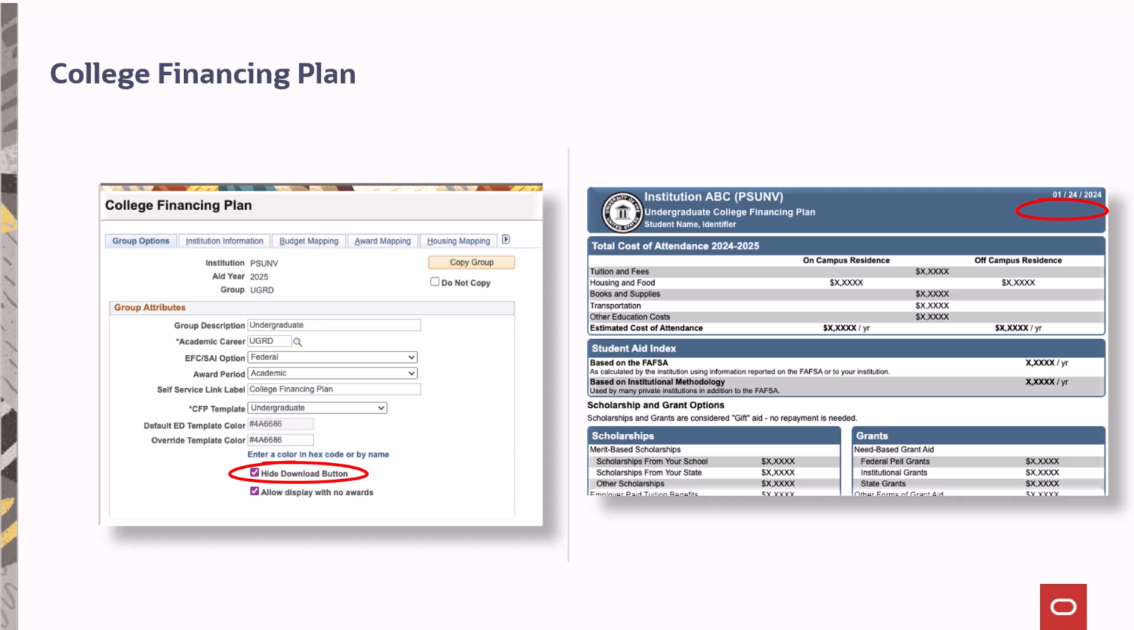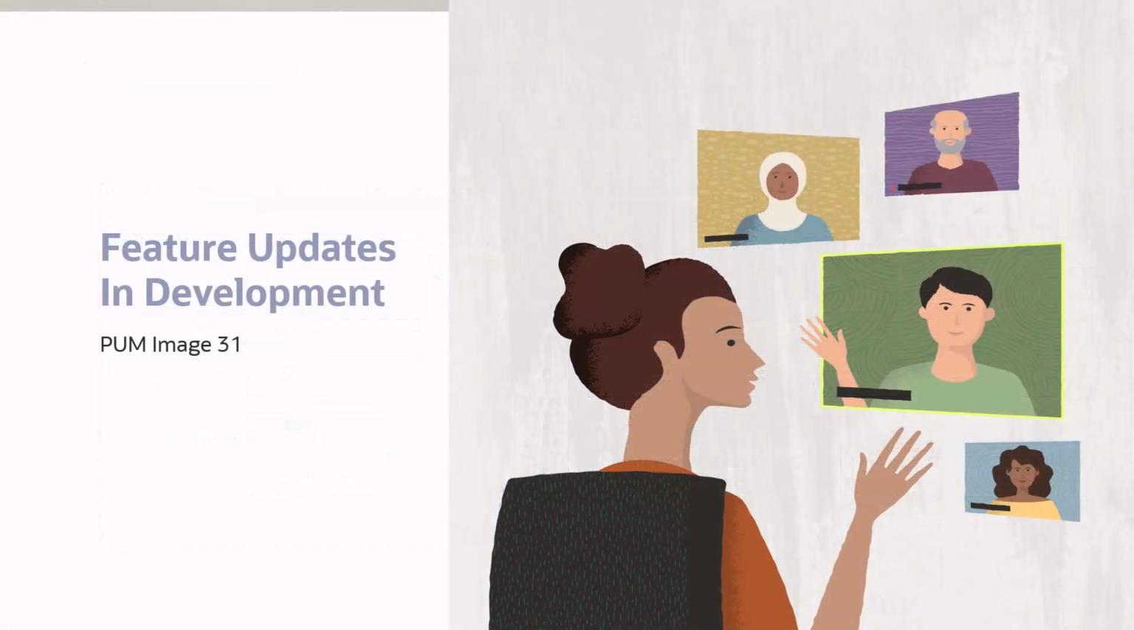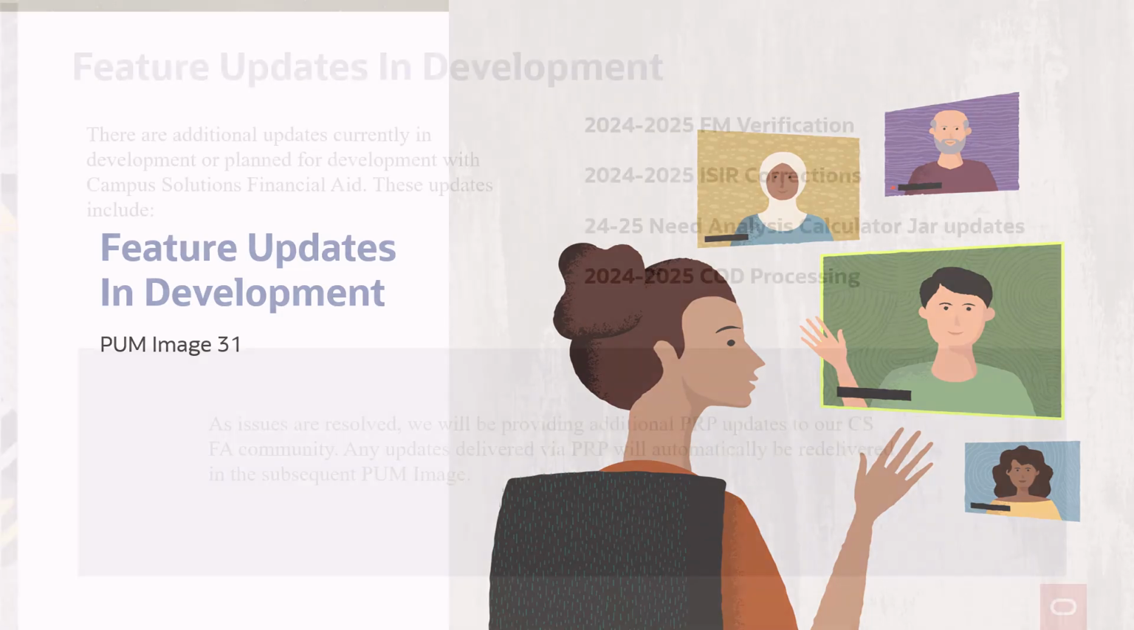More control over this download button was expressed by the FA community on Oracle CS FA Idea Labs. Selecting that option will hide the download button on the generated CFP for a student. If you want the CFP group to have access to their CFP data in an XML layout, leave this option unchecked. There are additional updates currently in development or planned for development with Campus Solutions Financial Aid.